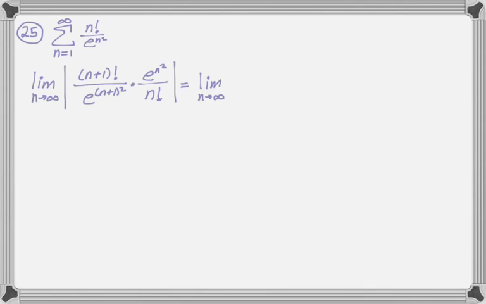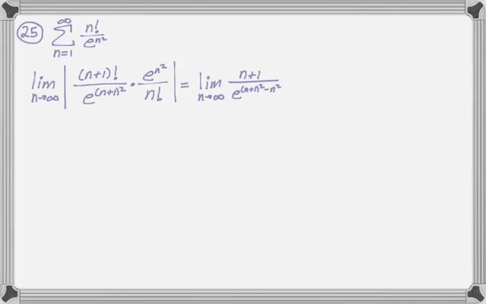N plus 1 factorial over n factorial gives us an n plus 1. And then, you could say it's e to the n squared minus the quantity n plus 1 squared, right? When you combine, you subtract exponents. But what I'm going to do instead is bring the e to the n squared into the denominator as e to the negative n squared and combine down there. So that's going to leave me with e to the quantity n plus 1 squared minus n squared. And then I'm going to simplify that.